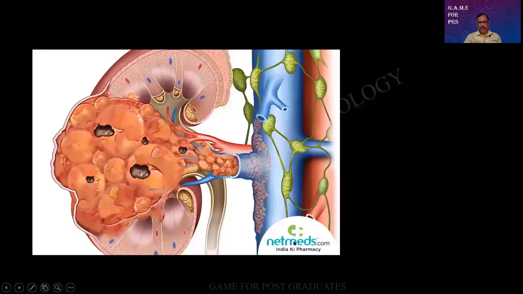So, a beautiful picture. NetMeds is the source. A kidney having a tumor, there are solid as well as cystic areas, a variegated appearance, invasion of the renal vein going into the inferior vena cava, and these are all the paracaval group of lymph nodes. Beautiful corticomedullary differentiation. It is well retained over here, but bits will have to be given from all these.